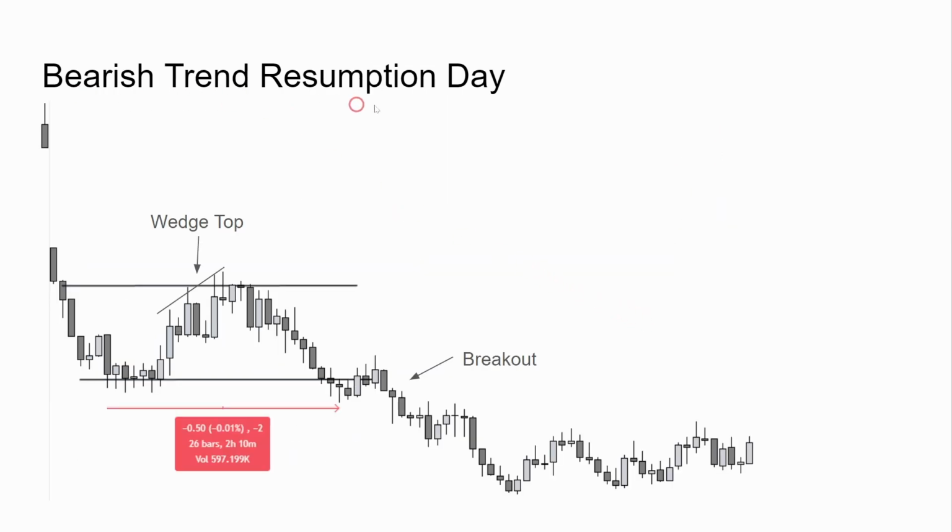Here's a bearish trend resumption day. We can see a strong gap down. The market trends for about an hour, and then it goes range bound even longer for 2 hours and 10 minutes. I started the range from this bar because bulls started to find support, and then bears broke out here, so that's where I ended the time.